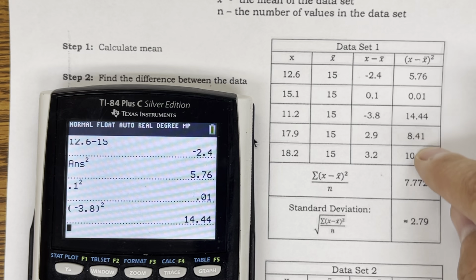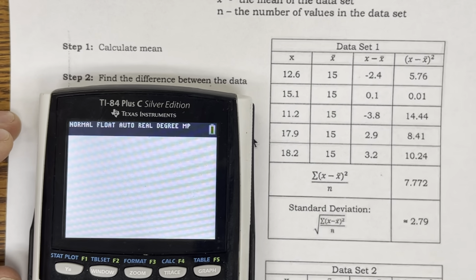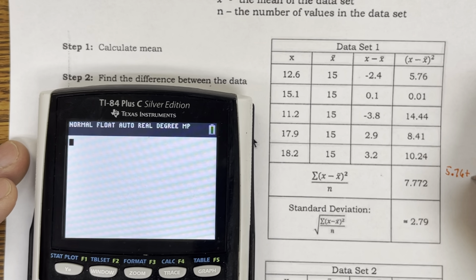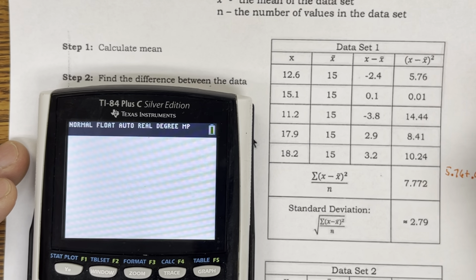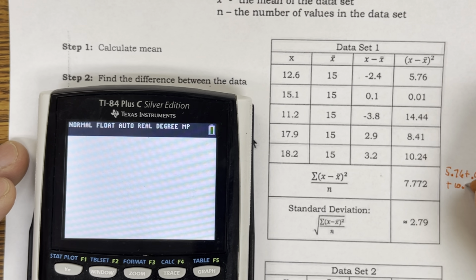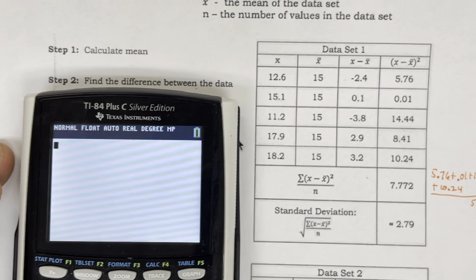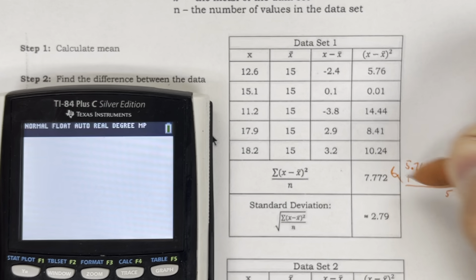Now for us to calculate here, we have to find the average of x minus x bar squared. So I have to take all of these and add them up, which I will complete here. So I'm taking 5.76 plus 0.01 plus 14.44 plus 8.41 plus 10.24, and then I'm dividing it by 5. All right, so that's how I'm finding these. I'm adding up all these values and then dividing by how many there are.